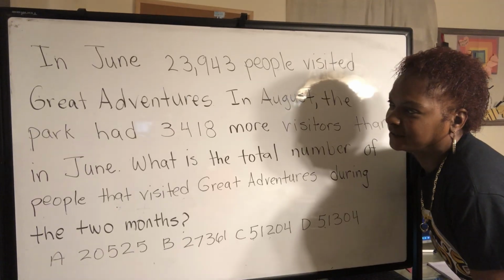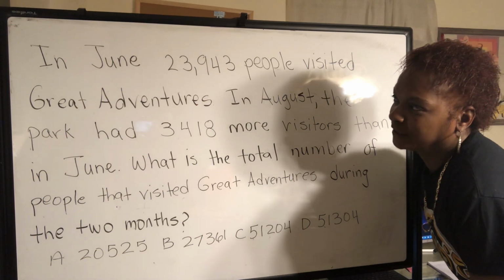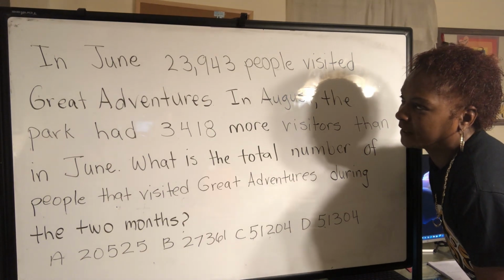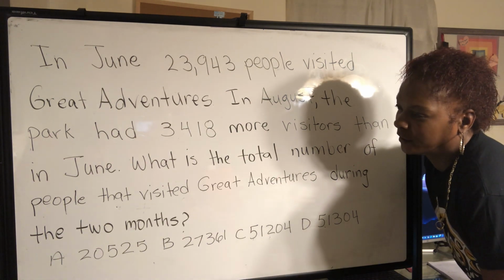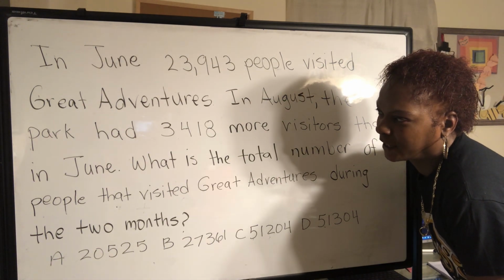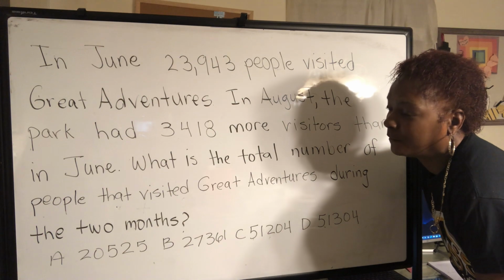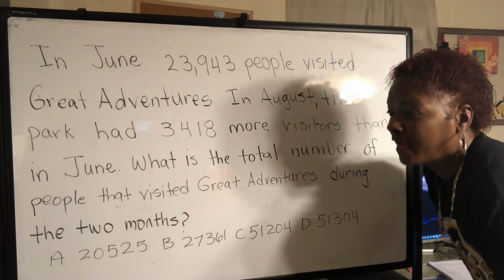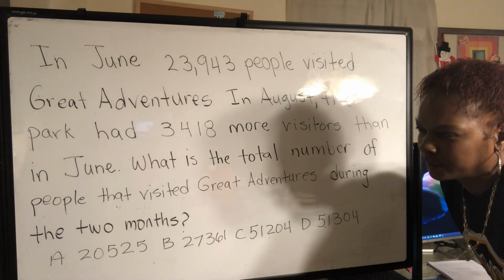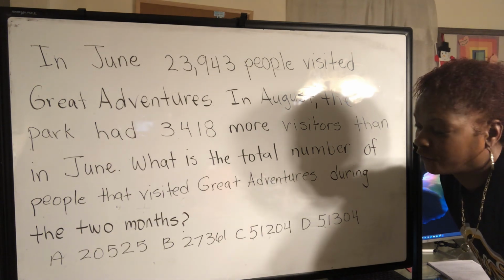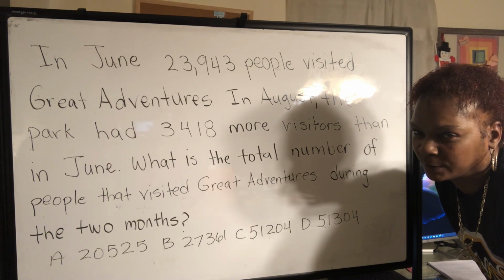All right, so here's our last problem. In June, 23,943 people visited Great Adventures. In August, the park had 3,418 more visitors than they did in June. What is the total number of people that visited Great Adventures during the 2 months?